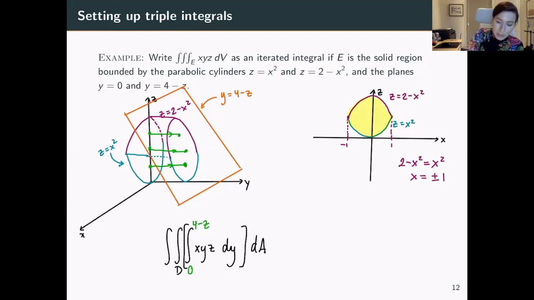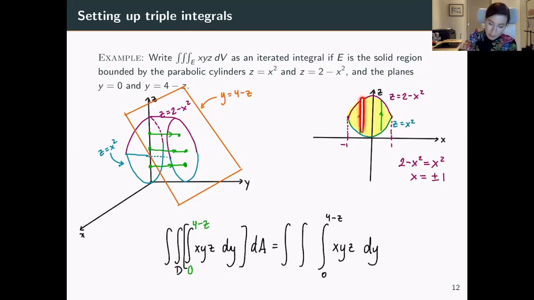In this case, it's probably going to be easier to look at how our change is happening in terms of our z values so that our integral is going to be set up in terms of the order of, we know we have that 0 to 4 minus z, we have x, y, z, we know we're starting with dy, and going in this vertical direction means that I'm going to be setting it up in terms of dz and dx.